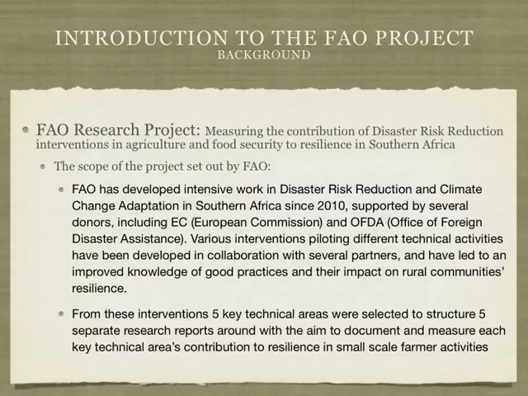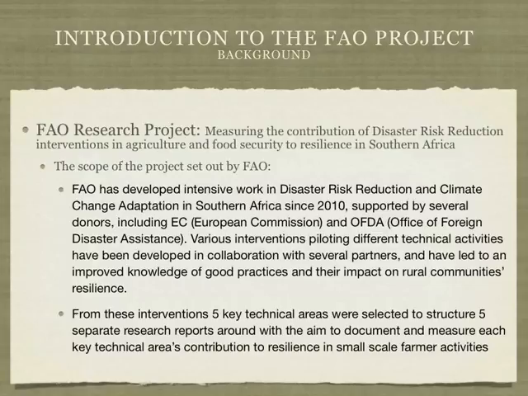Okay? So FAO has developed intensive work in disaster risk reduction and climate change adaptation in Southern Africa since 2010. So they've been working on this. So our scope is from 2010. Okay? They are also supported by several donors in these initiatives, like the European Commission and OFDA, which I think falls under USAID.